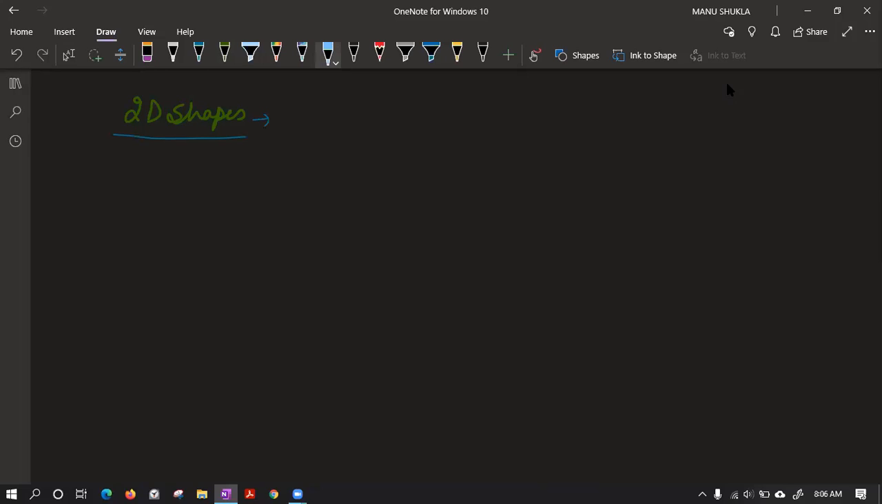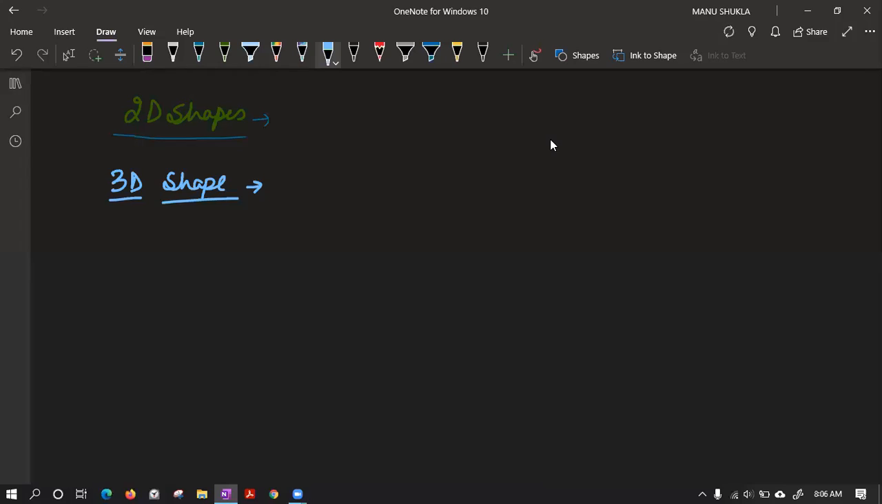Okay, class. So I hope the 2D shapes, area, and perimeter formulas are clear to you. Today we will start with 3D shapes. The first 3D shape that we have to discuss in this chapter, anyone? Please tell. Yes, it is your cube.